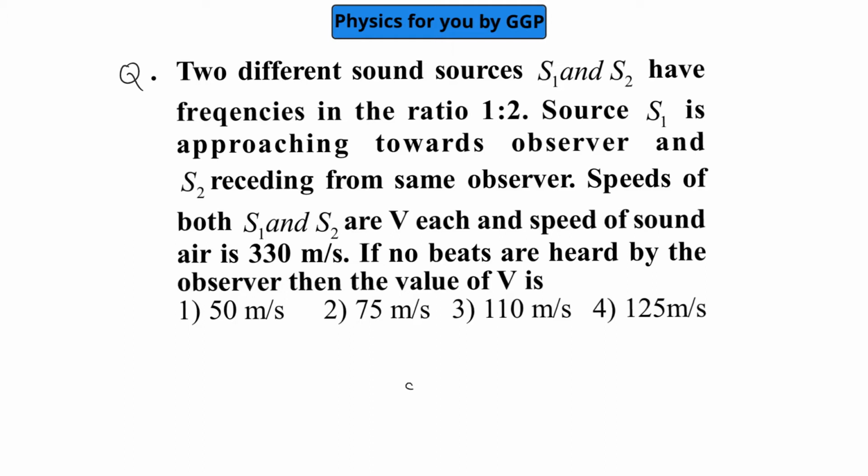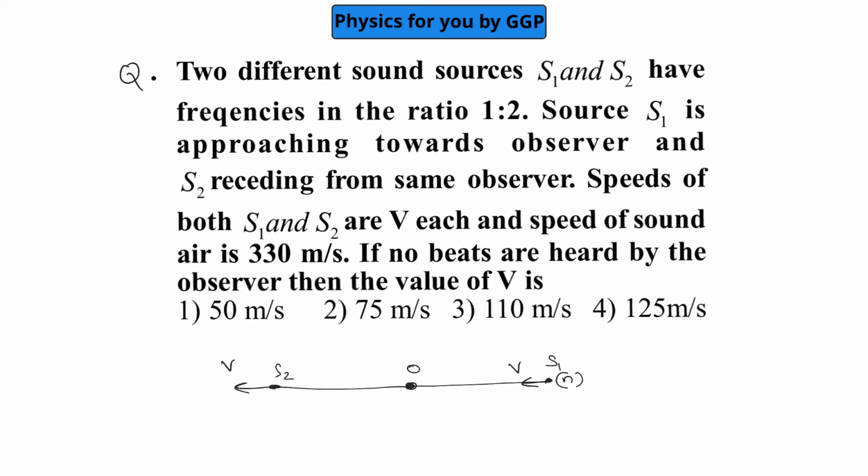So according to the given question, assume that an observer is over here and a source S1 is approaching towards the observer. This is moving towards the observer, and let's say it is emitting sound of frequency n, with a velocity v. And there is another source, S2, receding from the same observer, so moving away from the observer with the velocity v.